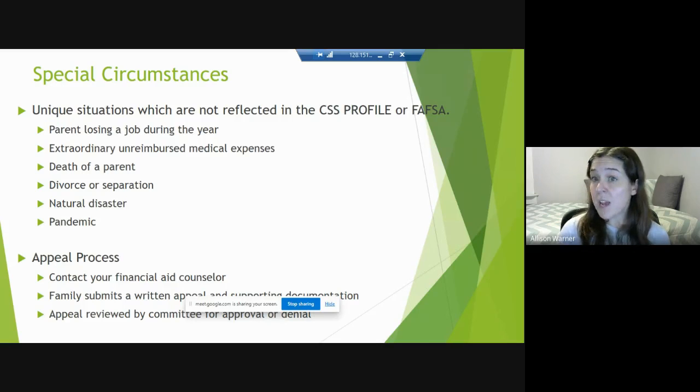Now, if these schools have taken yours or can take your situation into consideration, they might have you formally appeal your financial aid offer. Appealing your financial aid offer a lot of times includes contacting your financial aid counselor. It includes submitting a written appeal as well as providing supporting documentation. A lot of times it'll be, at least for this year, a lot of people will be supplying their 2020 taxes, maybe estimations for what 2021 could look like.